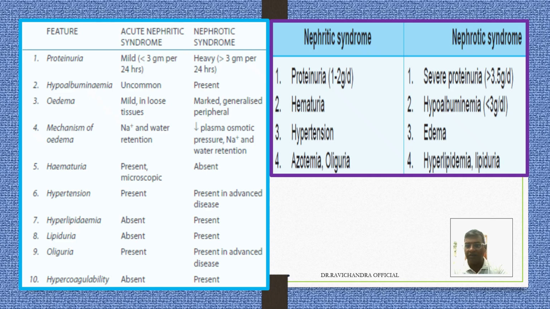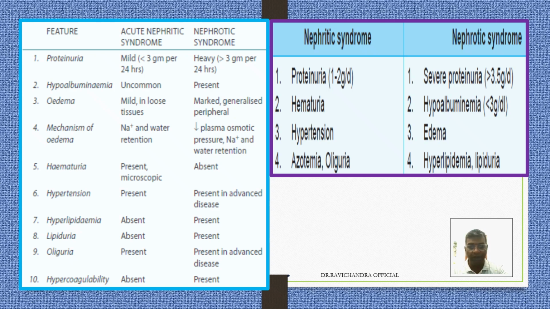So the edema is because of sodium and water retention in nephritic syndrome. It is because of hypoalbuminemia or decreased colloid osmotic pressure in nephrotic syndrome. That is the mechanism. Coming to hematuria, there will be hematuria present in nephritic syndrome. Microscopically, you can observe it. So microscopic hematuria is present in nephritic syndrome, whereas it is absent in nephrotic syndrome. Coming to hypertension, hypertension is present in both nephritic and nephrotic syndrome, but in nephrotic syndrome, the hypertension will be seen in the more advanced cases.